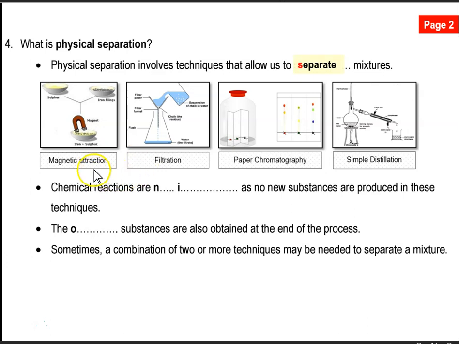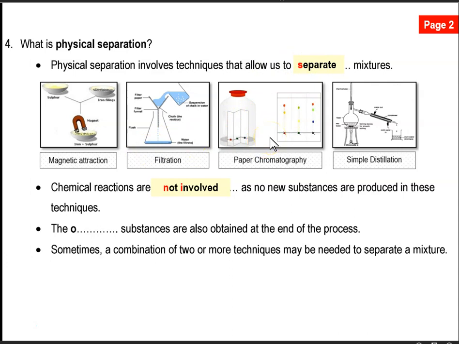Over here, you can see that you have magnetic attraction, filtration, paper chromatography, and simple distillation. Now, these are some of the methods that we will be talking about that are known as physical separation. Why are they called physical separation? Because not only do they allow us to separate mixtures, you will also know that chemical reactions are not involved. That means when you separate these mixtures using these methods, there are no chemical reactions involved. There's no breaking of any bonds.